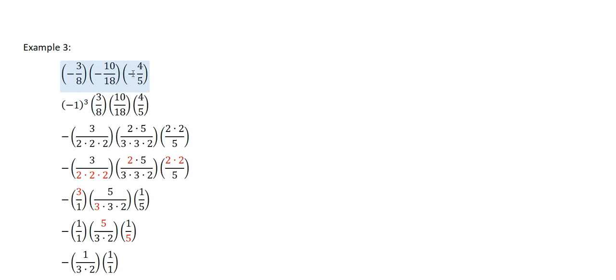So anybody care to guess what the sign of this product is going to be? We have 3 numbers multiplied by each other. What is the sign going to be? Okay, so I'm going to pull those minus signs out as negative ones. So this is minus 1 to the third power. It's of course just going to be negative right there. And you can see that. So we have 3/8 times 10/18 times 4/5. These are all fractions here.